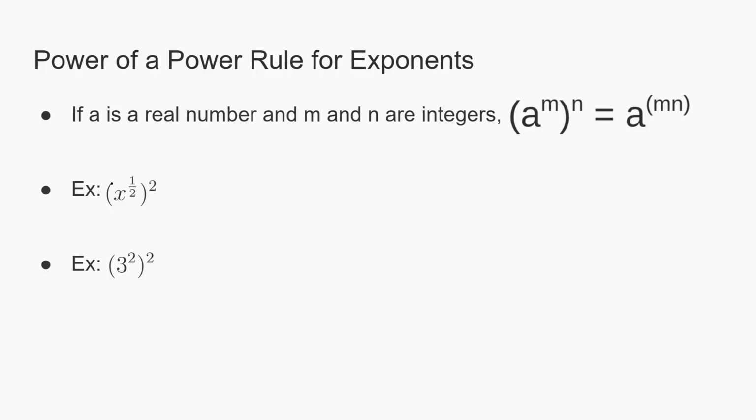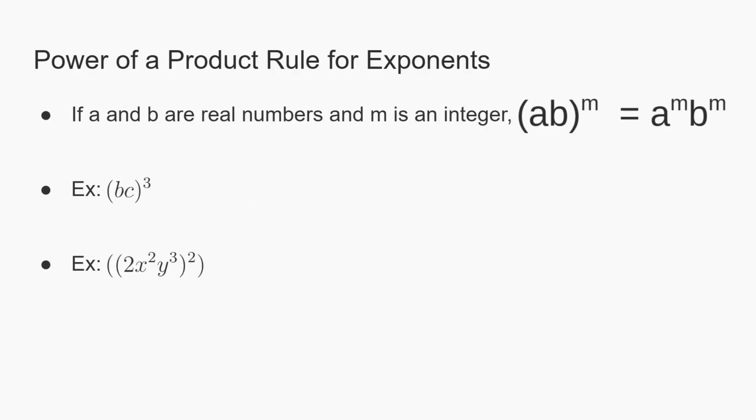In this case, we have x to the 1/2, to the 2nd power, which means we do x to the 1/2 times 2, which is equal to x. For the bottom, we have 3 squared, all to the 2nd power. In this case, it's going to be 3 to the 4th power.